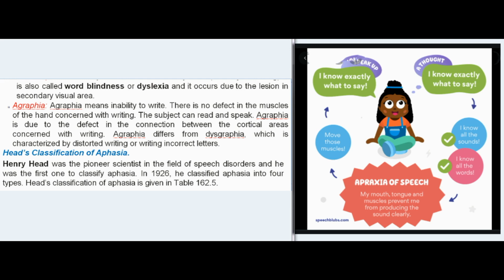Head's classification of aphasia. Henry Head was the pioneer scientist in the field of speech disorders, and he was the first one to classify aphasia. In 1926, he classified aphasia into 4 types. Head's classification of aphasia is given in Table 162.5.